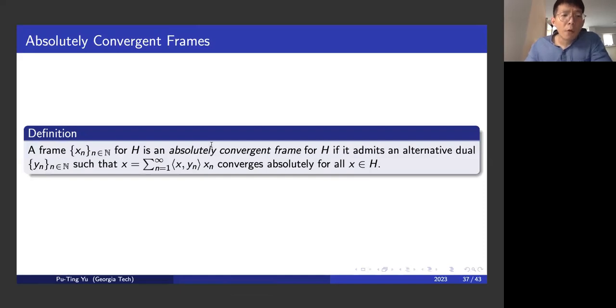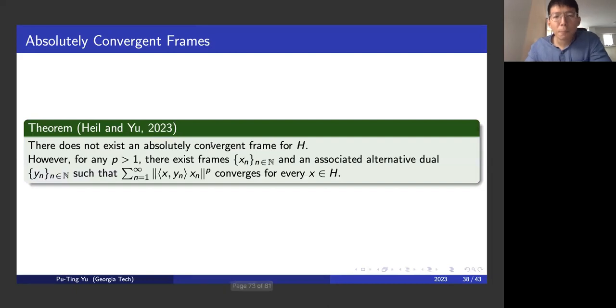So we say a frame for H is an absolutely convergent frame for H if it admits an alternative dual y_n such that x equals the sum of x_n multiplied by the inner product of x and y_n, converging absolutely for all x in H. So here's our result. Unfortunately, there does not exist an absolutely convergent frame for H.